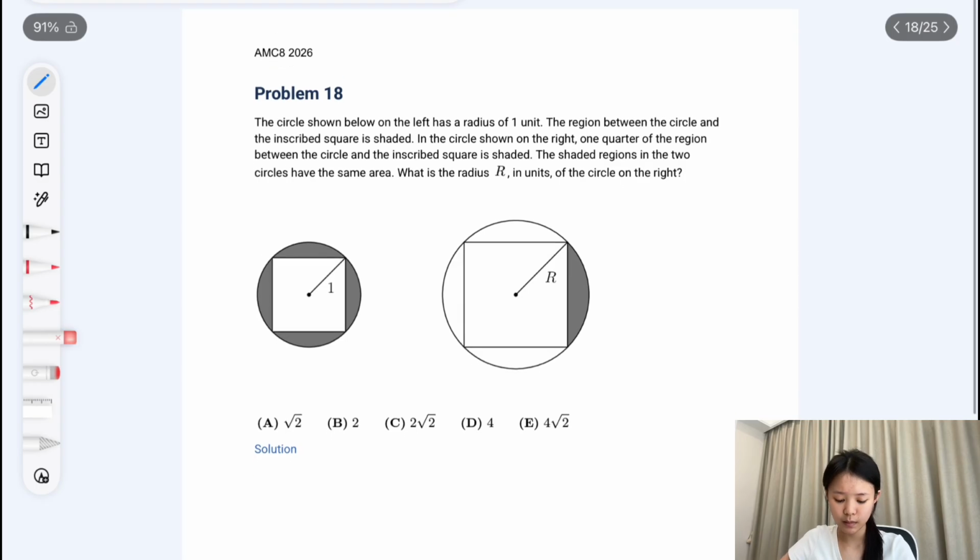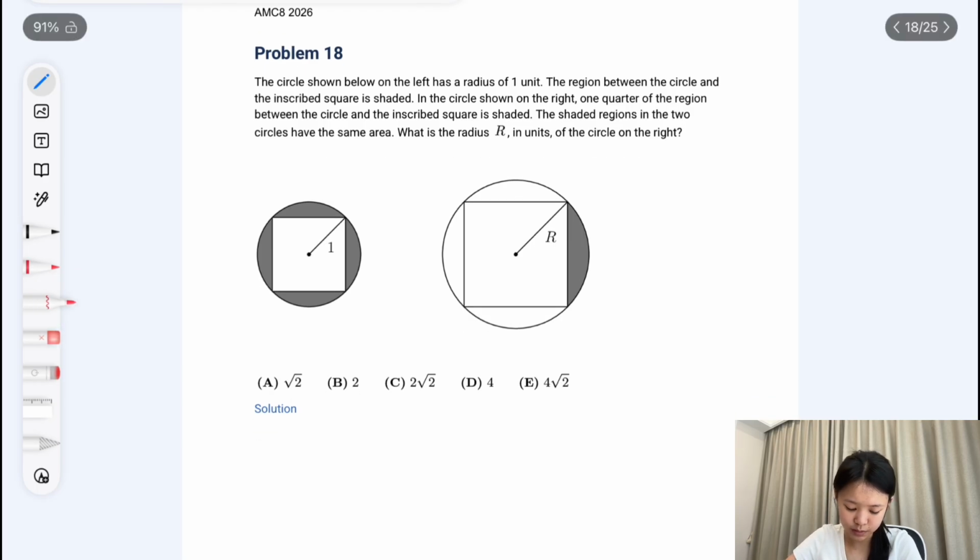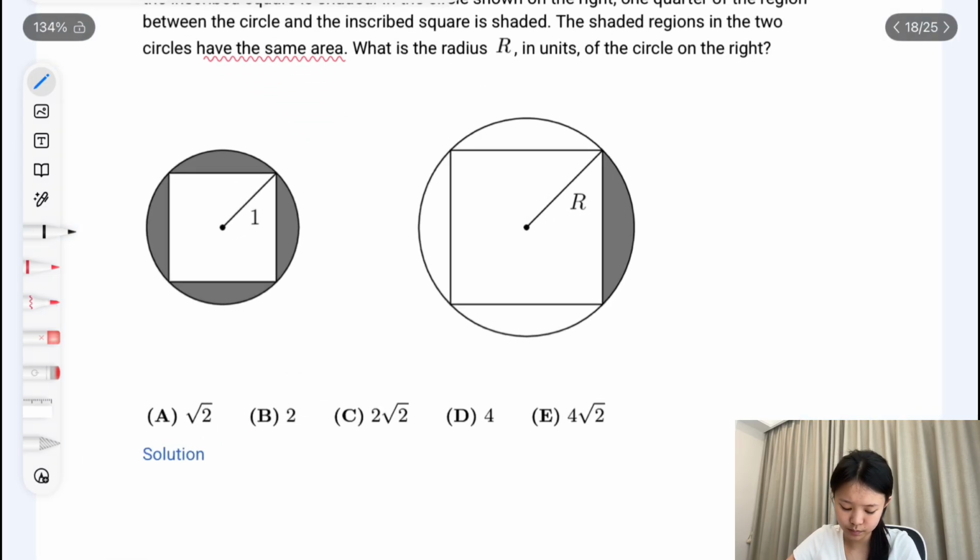Question 18. The circle shown below on the left has a radius of 1 unit. The region between the circle and inscribed square is shaded. In the circle on the right, 1/4 of the region between the circle and inscribed square is shaded. The shaded regions in the 2 circles have the same area. What is the radius r in units of the circle on the right?